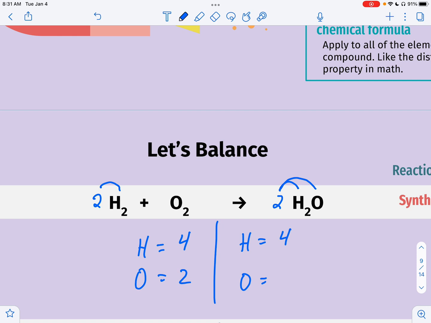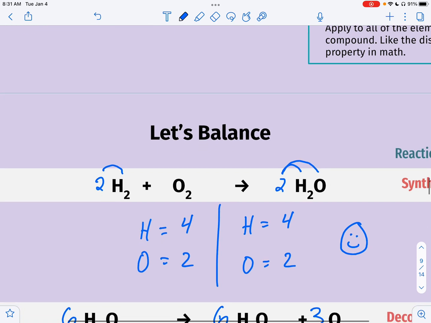And the 2 also multiplies by the oxygen to give me 2 oxygens. This is a setup that is balanced. Everything is good, so we are done. By adding the coefficient of 2 and 2, I'm going to now have a correctly balanced equation.